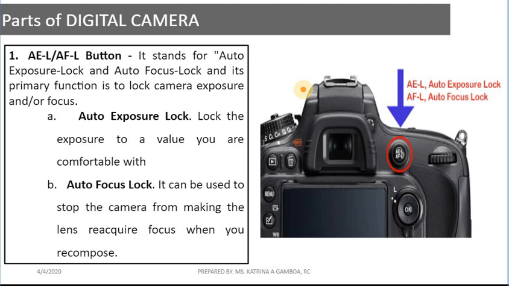So, we have the parts of a digital camera. Kung meron kayong digicam, tingnan nyo. Ito, meron, diba nakita nyo yung AEL, AFL button? So, it stands for Auto Exposure Lock and Auto Focus Lock. And its primary function is to lock the camera exposure or the focus. So, Auto Exposure Lock, lock the exposure to a value you are comfortable with.